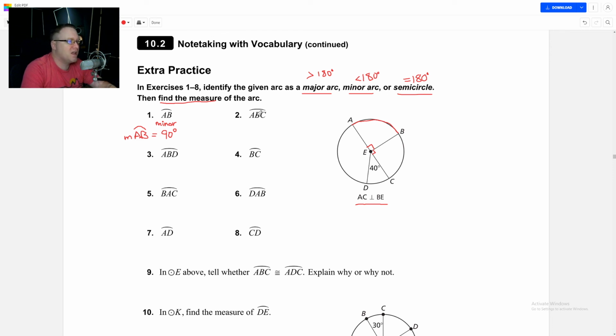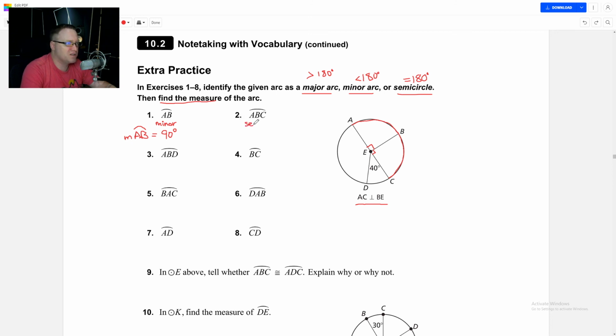All right, next, let's look at ABC. ABC is from here all the way over to here. So we're going to add this part. So it's this whole thing. All right, so this whole half of the circle then. Now we know that A to C is a diameter, right? Because it goes through the middle. It goes through the center. So because it's a diameter, that means this has to be a semicircle. And a semicircle is always 180 degrees.